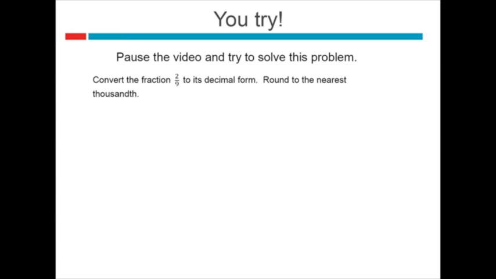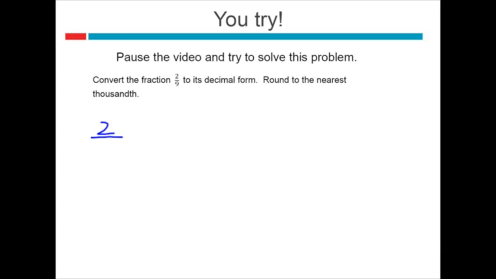All right, now you try an example. Pause the video and try to solve this problem, which is converting the fraction 2/9 into its decimal form, and round to the nearest thousandth if you do not get a remainder of 0. Pause the video and try this example, and then when you press play again, I'll show you my answer, and we can see if our answers match up.